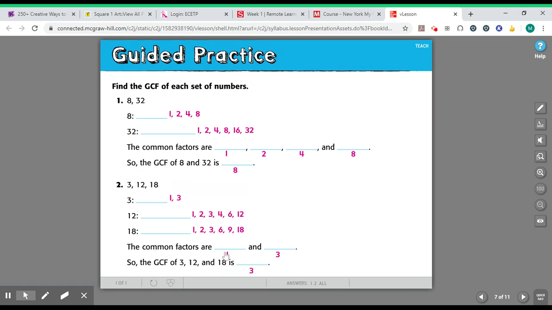So the only common factors are 1 and 3. The greatest of those two numbers is going to be 3. So your greatest common factor is 3. Okay? Today, you're going to be working on independent practice. Make those lists, circle the common factors, figure out which one is greatest.